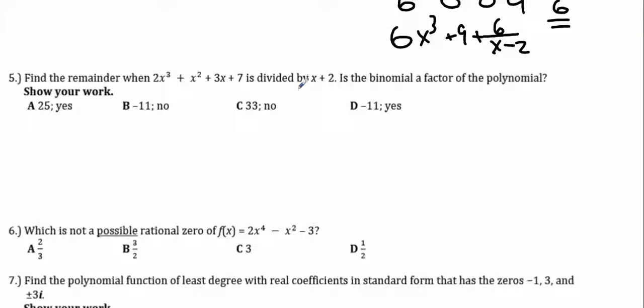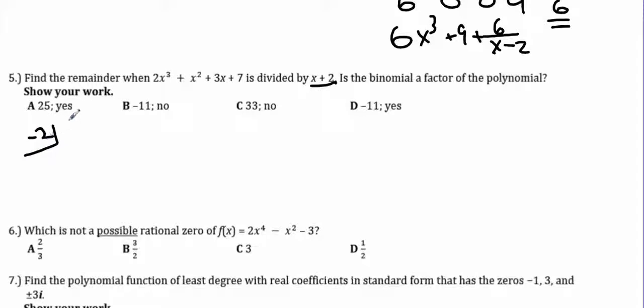Okay, number 5. Find the remainder when 2x cubed plus x squared plus 3x plus 7 is divided by x plus 2. Is the binomial a factor of the following polynomial? So first let's go ahead and divide it. So again, it gives us a factor. We set our factor equal to 0, and we get -2.